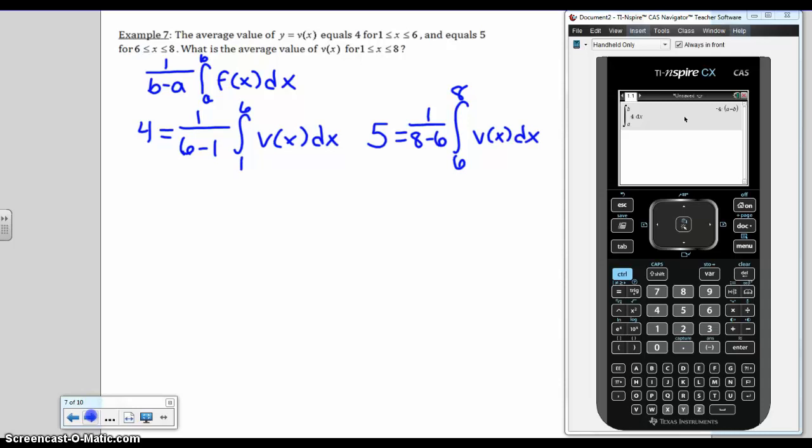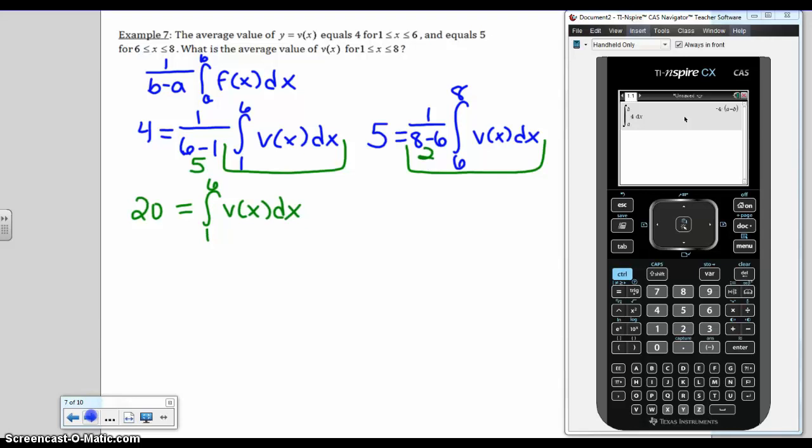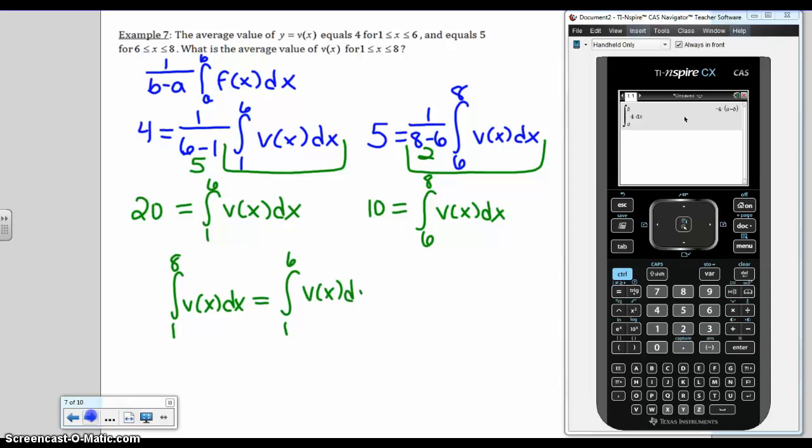So what we want to do is get the integral parts by themselves. So in this case, we're going to multiply each side by 5 because this would be 1 over 5. So if I multiply by 5, I end up with 20 equals the integral from 1 to 6 of v of x dx. Over here, this is really just the fraction 1/2, so I'm going to multiply both sides by 2. So 10 is going to be equal to the integral from 6 to 8 of v of x dx. So it wants us to find the value from 1 to 8. So 1 to 8 could be broken up. I could break it up from 1 to 6 and then do from 6 to 8.